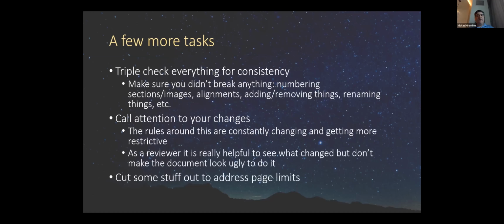Cut some stuff out to address page limits. You're going to need to do this possibly when you do your revisions. Once you've added everything in they've asked you to add, you're now probably over your page limits. Now you got to cut some stuff, and we'll talk about some ways to do that later. And then you got to distill your RTR into an introduction to revised application, or ITRA. And so that's the document that gets submitted with your grant.